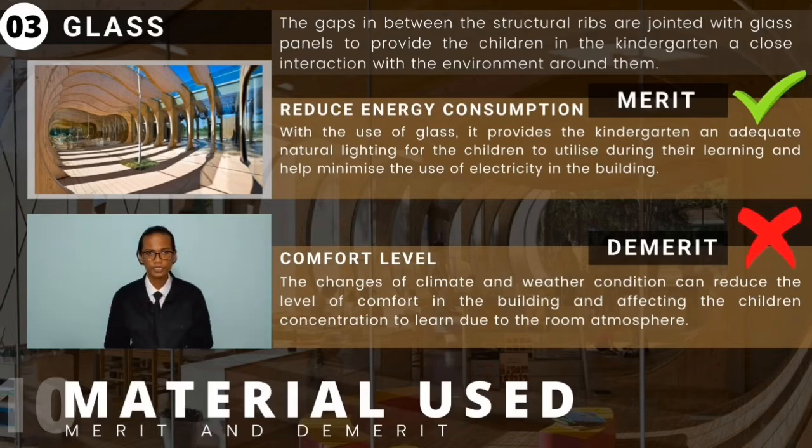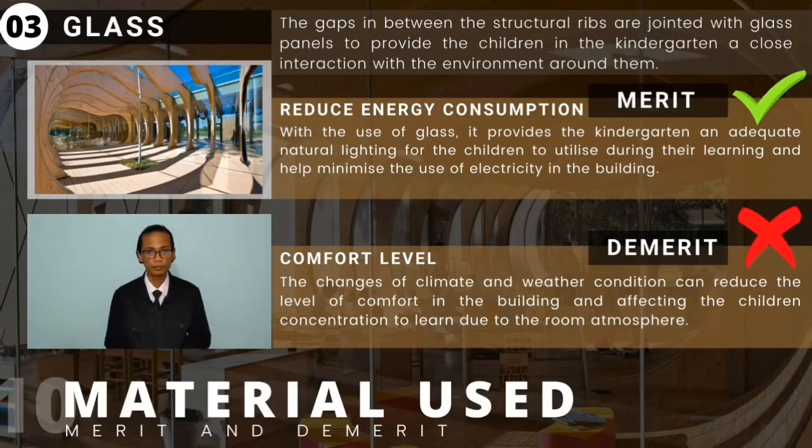The merit of the material is it reduces the energy consumption. In the Guastalla kindergarten, they distribute the transparent glass in an optimum way possible to provide the building an adequate lighting system for the children to utilize. And through the application of the transparent glass, they managed to minimize the electricity usage in the building.